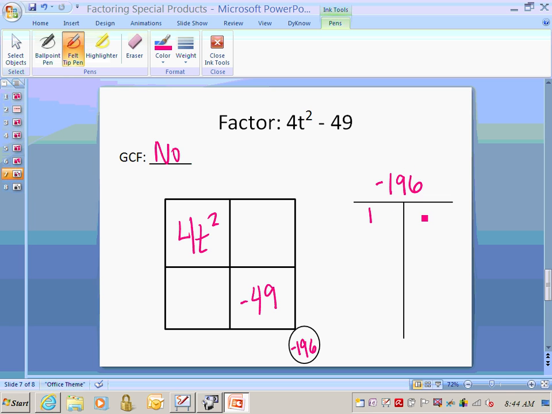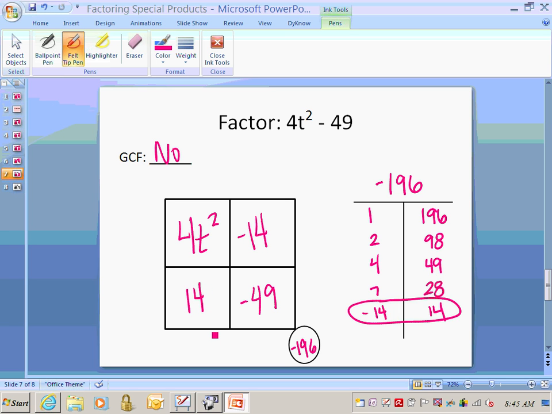Okay, what do I have? 1 and 196. 4 and 49. 14 and 14. What do you guys think? Negative 14 and 14, right? They multiply to give you a negative. So negative 14, 14.